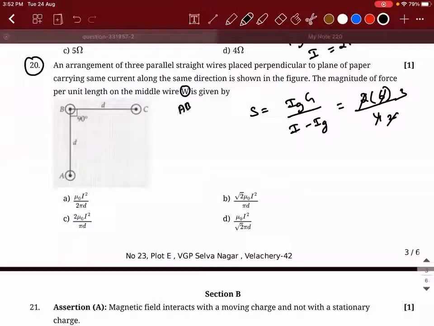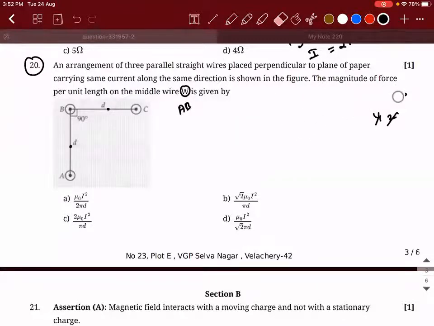It should have been A, B, or C, D, either the midpoint of this or the midpoint of this. So I have a doubt, sir. Tell me. Where are the 3 parallel lines here, sir? There are only 2, right, sir? And they are not parallel. An arrangement of 3 parallel straight wires placed perpendicular to the plane of the paper carrying the same current.